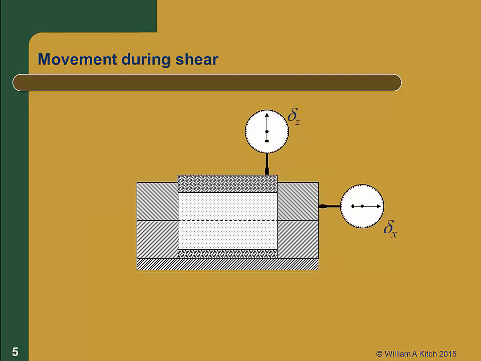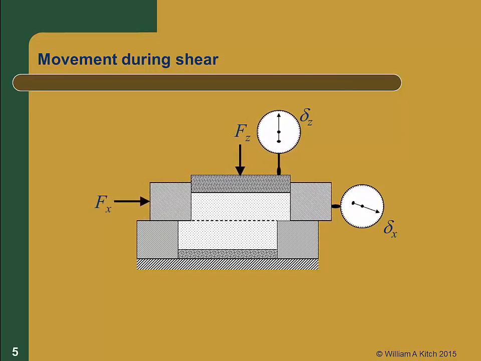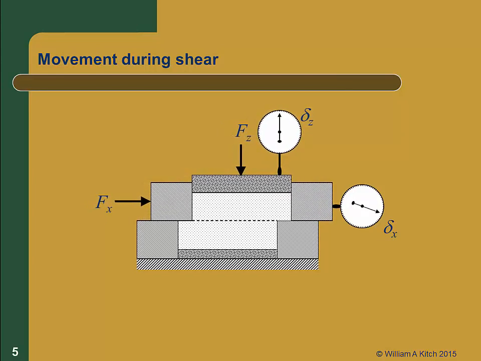Now let's see how the specimen is sheared. After the vertical load F sub z is applied, the horizontal load F sub x is gradually increased. This generates a shear displacement in the specimen. The dial gauges record the horizontal and vertical movements during shearing. The vertical force, and therefore the vertical stress in the specimen, are constant during testing, while the horizontal force and the shear stress are increasing.